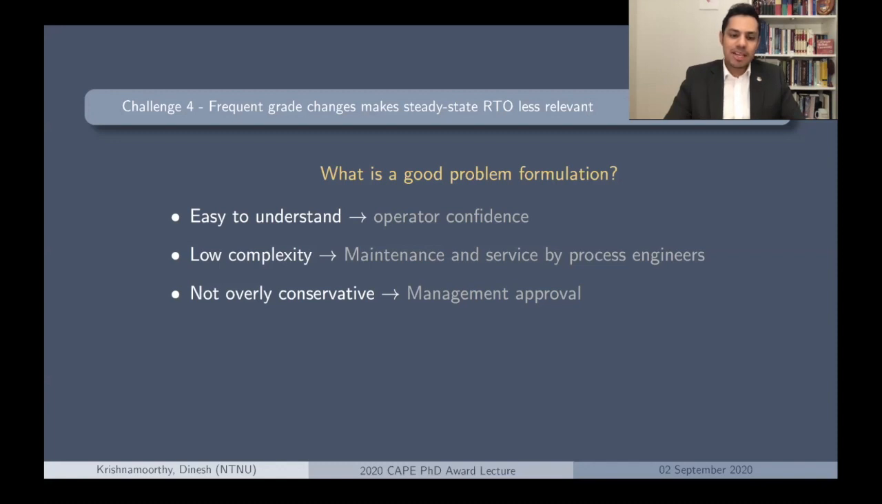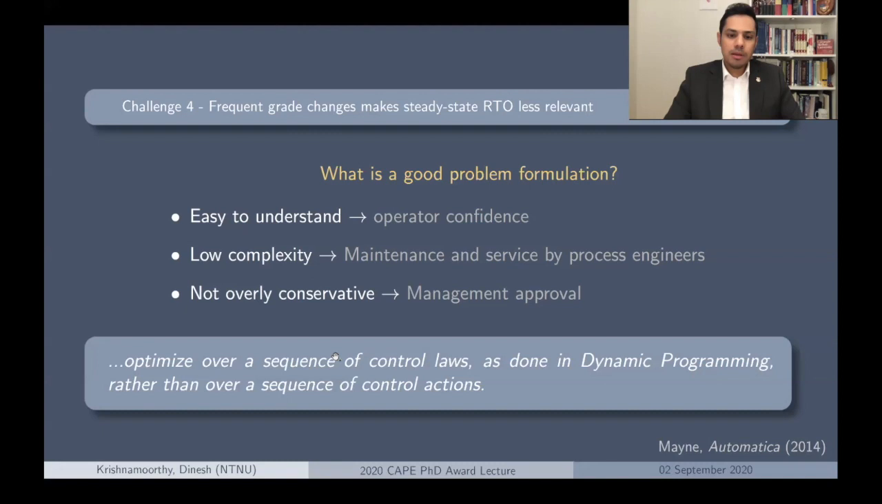And when trying to seek robustness against the uncertainty, the problem formulation must not be overly conservative, if not the management may not be too happy about it. But from a more fundamental perspective, in the presence of uncertainty, we should optimize over a sequence of control policies as done in dynamic programming, rather than just optimize for a single control trajectory.